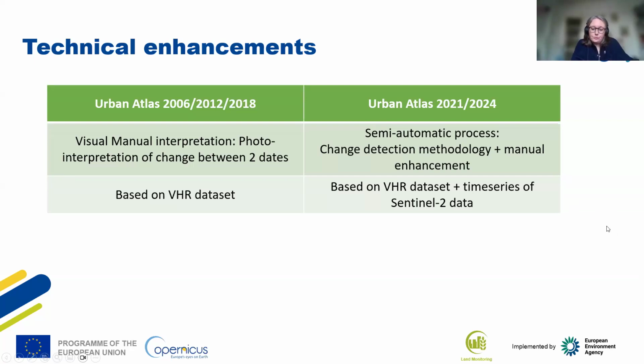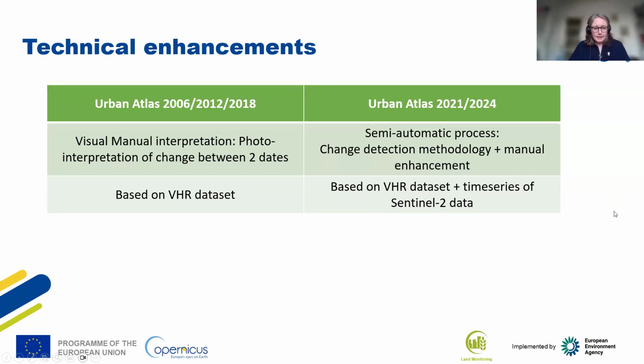It also helps us to produce faster than before, because the manual methodology was time-consuming, and now this semi-automatic approach allowed us to produce faster and to be more in line with the reference year that we produce. And as I said, we used to work only on VHR datasets that are provided for each reference year. Now we wanted to add the use of time series of Sentinel-2 data to better identify, for example, seasonal changes in cities, and also update the qualification of the change.